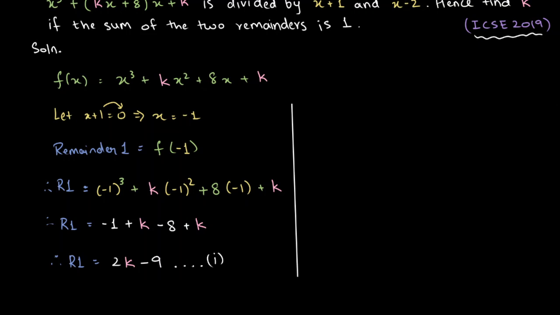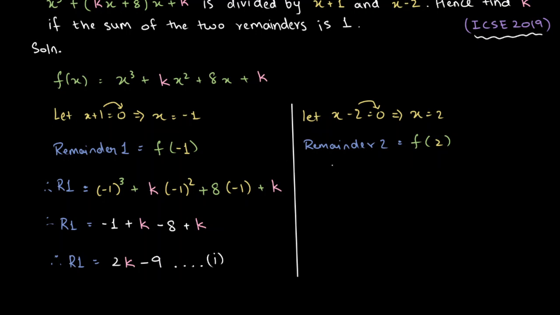For the second divisor, the second divisor is x minus 2, so I'll say let x minus 2 equal to 0, and this gives me the value of x as 2. I just take the minus 2 to the other side. Okay, so since we are dealing with the second case, I can say that remainder number 2 is equal to, now instead of f of x, this will be f of 2, because the value of x is 2. So let's try to solve this now.